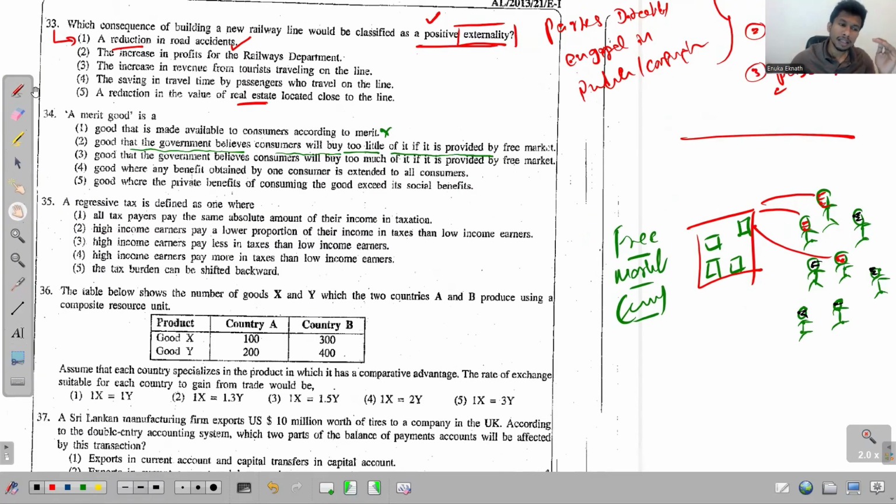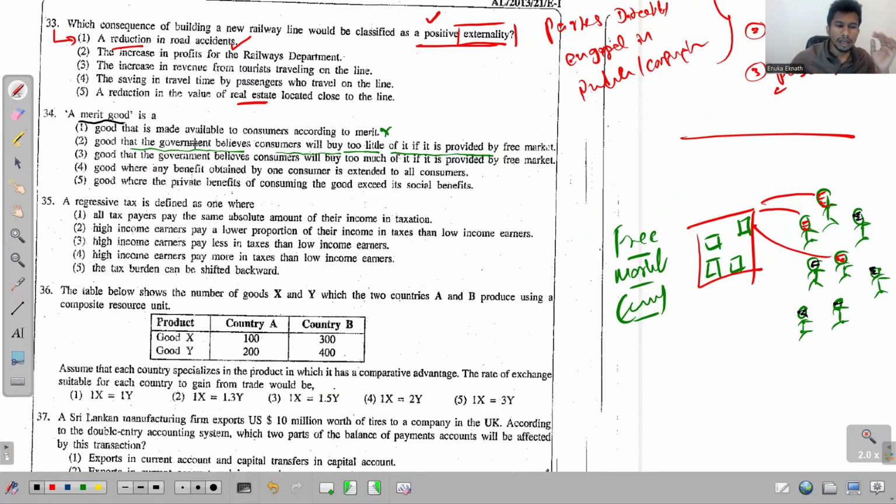So this statement is true. If it's a merit good, the government believes, not just a belief, this is the reality, that consumers will buy too little if it is provided by a free market economy. Only the people who can afford it will consume that, and the majority of the people who can't afford it will not consume those goods. So that's why we say government intervention must be there in a free market economy to provide those merit goods. So this is the answer.